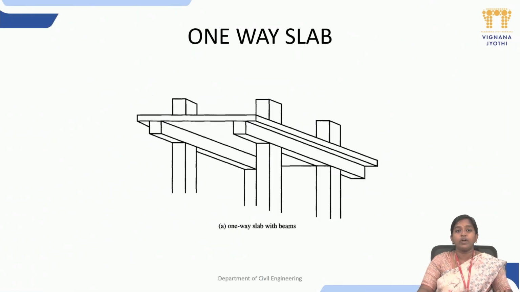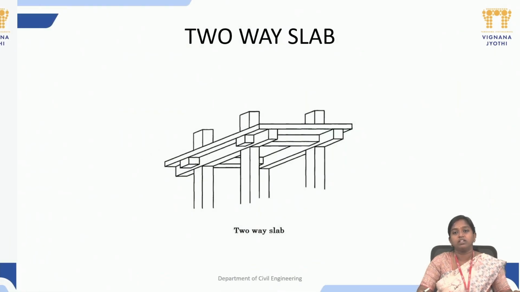The first slab that I'm showing here is a one-way slab. As you can see here, the longer span is designated as Ly and the shorter span is designated as Lx. If Ly by Lx is greater than 2, we designate the slab as a one-way slab. In such slabs, the slab is supported on two sides only, and the main bars will run only in one direction, and in the other direction we provide distribution bars or secondary reinforcement.